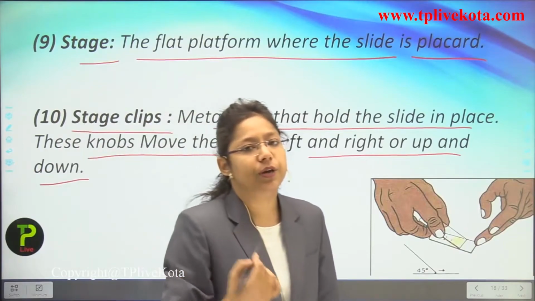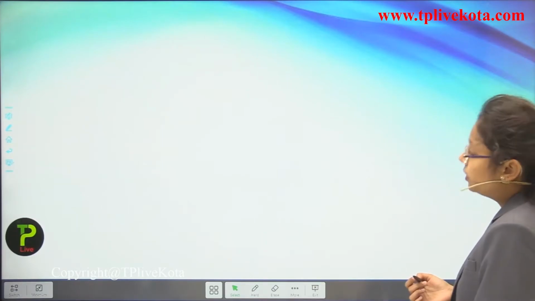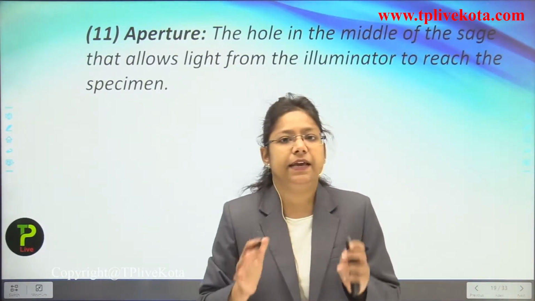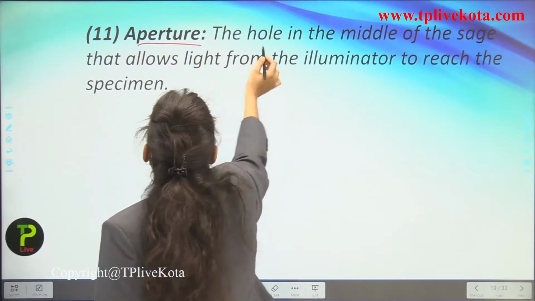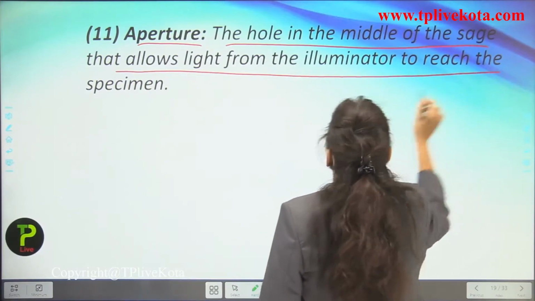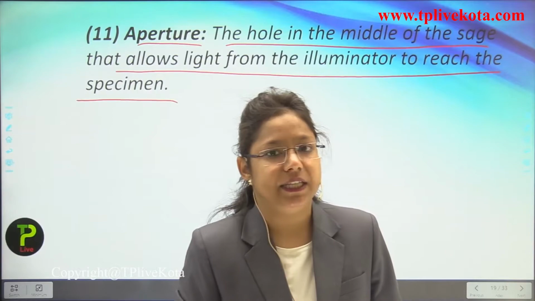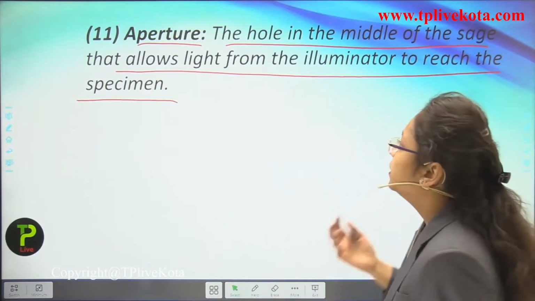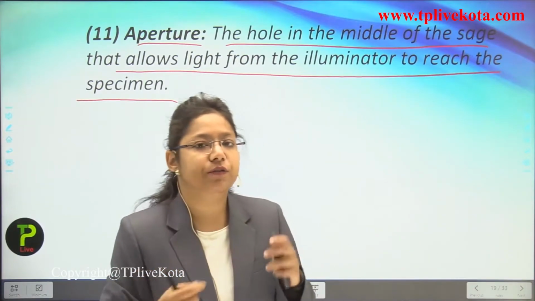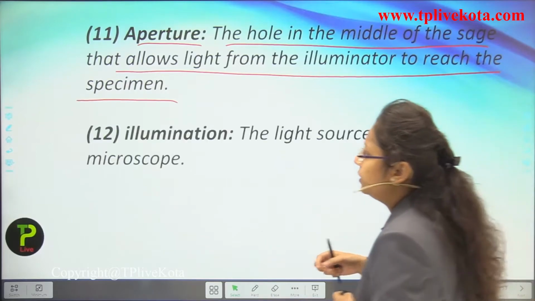Okay students, now you are understanding what happens. The 11th point is about the aperture, the hole in the middle of the stage that allows light from the illuminator to reach the specimen. Okay students, so are you understanding each and everything? It is very important that the hole is there in the microscope, which is known as what? The aperture, that allows the light to fall on the specimen.